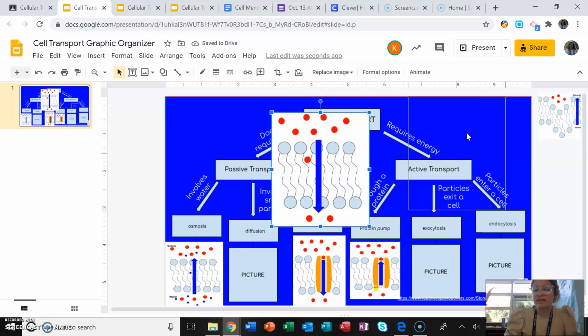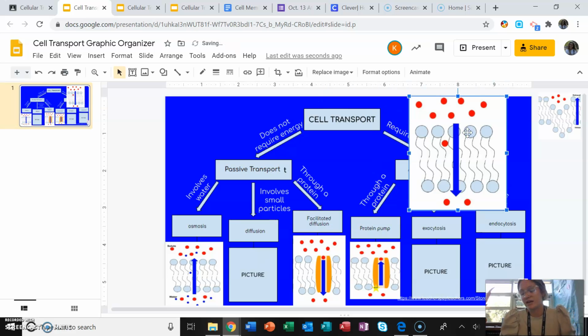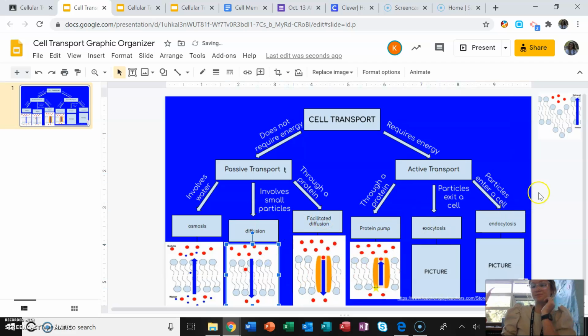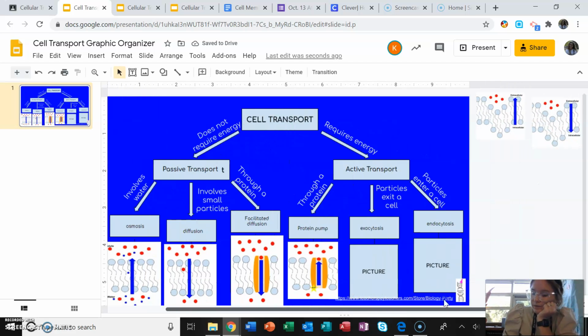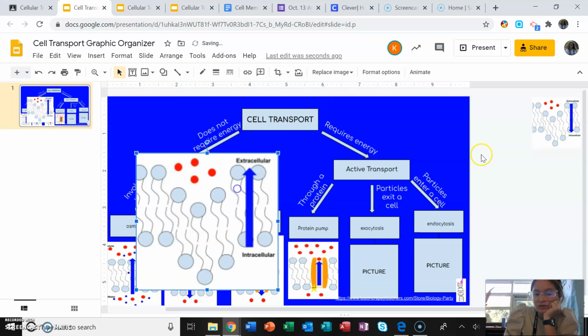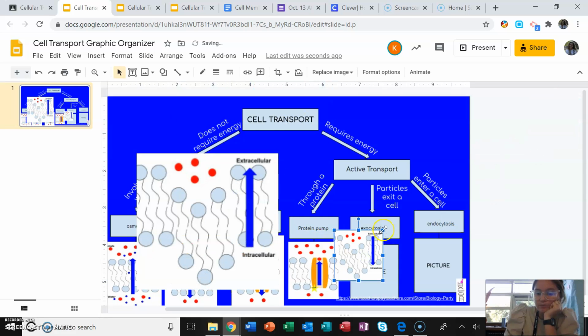That leaves us with a simple diffusion, or a simple image of diffusion where we have these molecules that we can clearly see are moving directly through the membrane, because we've got one right here. They're moving from a high to a low concentration. Okay, so that is our simple diffusion under passive transport. That leaves us with exocytosis and endocytosis. Okay, so I'm going to zoom in on this image again for each of them.